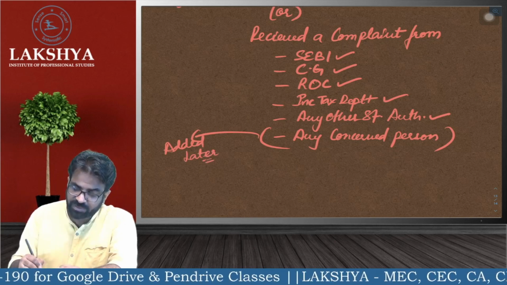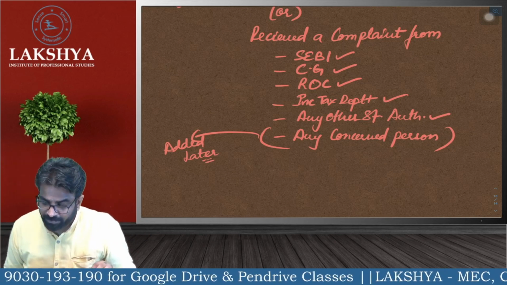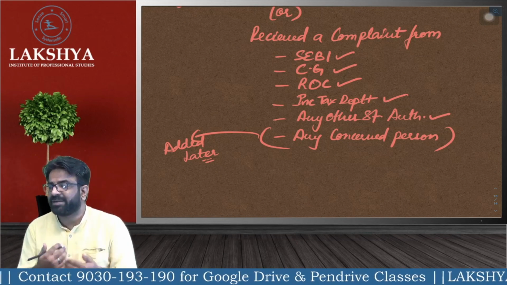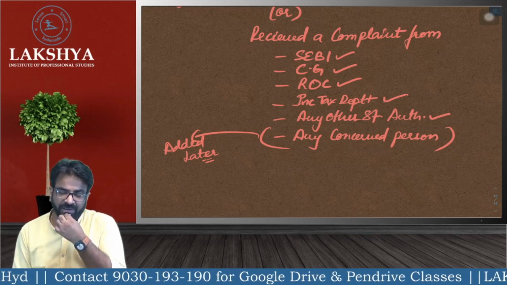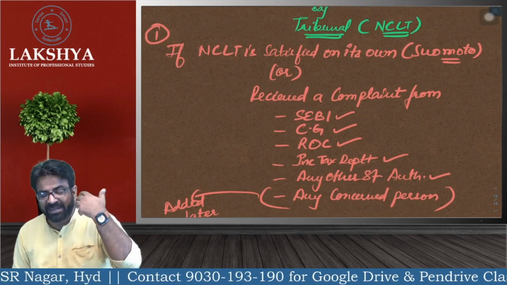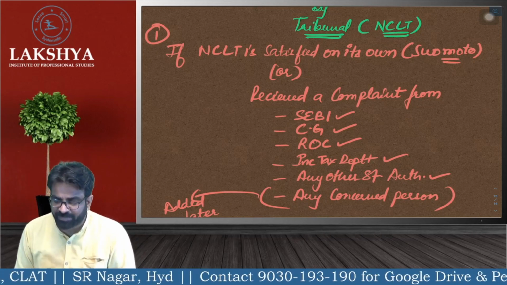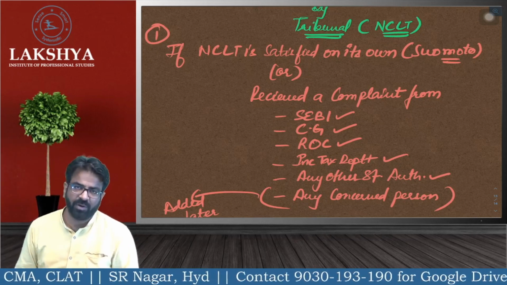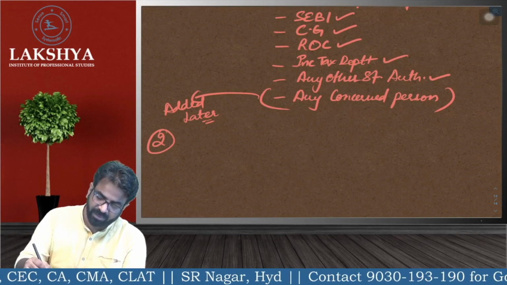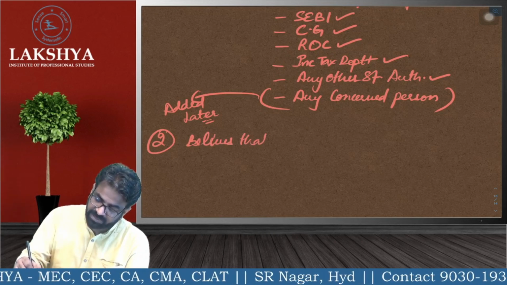Earlier the provision was only about SEBI, CG, ROC, income tax department and any other statutory authority. This any other concerned person was entered in the provision later on. So if the NCLT on its own believes, or receives a complaint from SEBI, central government, ROC, income tax department, any other statutory authority or any other concerned person. So what is the nature of the complaint? Point number 2. Believes that what is the complaint?